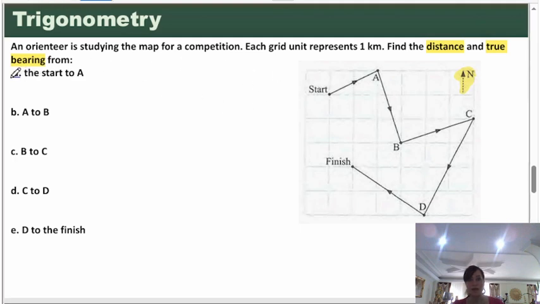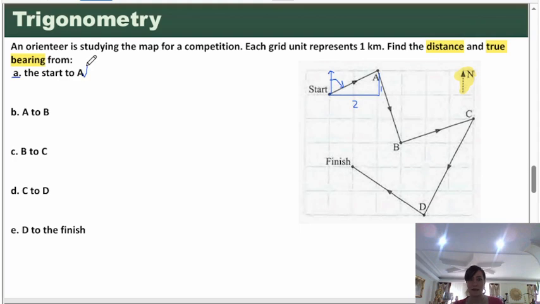So part A is the start to A. From the start to A, to find the bearing, I imagine I stand at the start, then turn clockwise to face A. Always I find my bearing like this. So for distance, I go 2 units right, 1 unit up. I use Pythagoras theorem to find this hypotenuse.